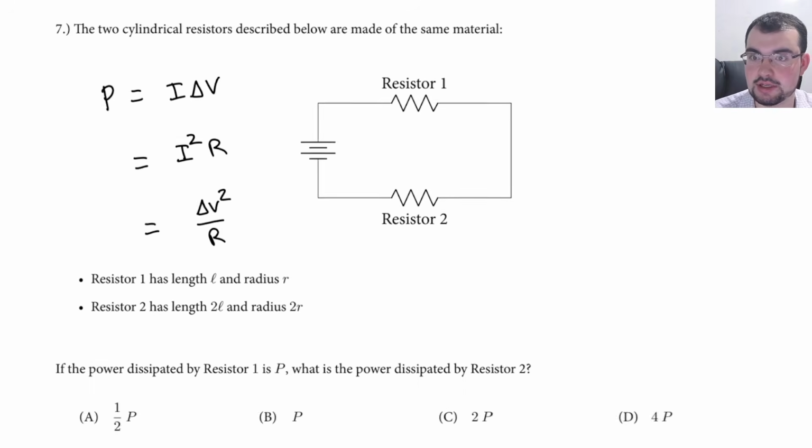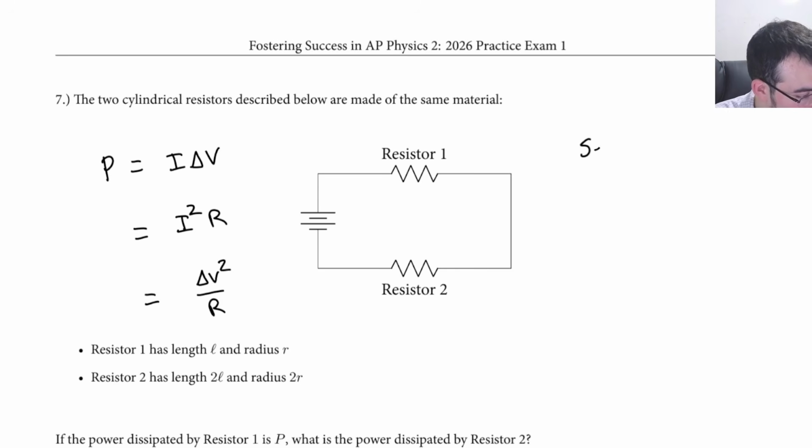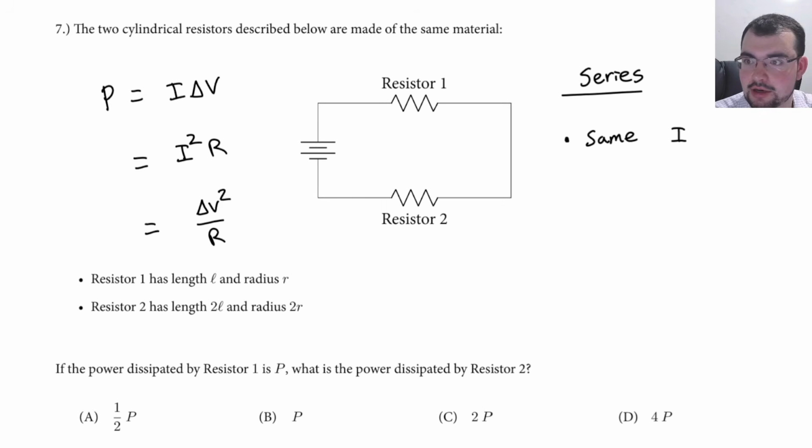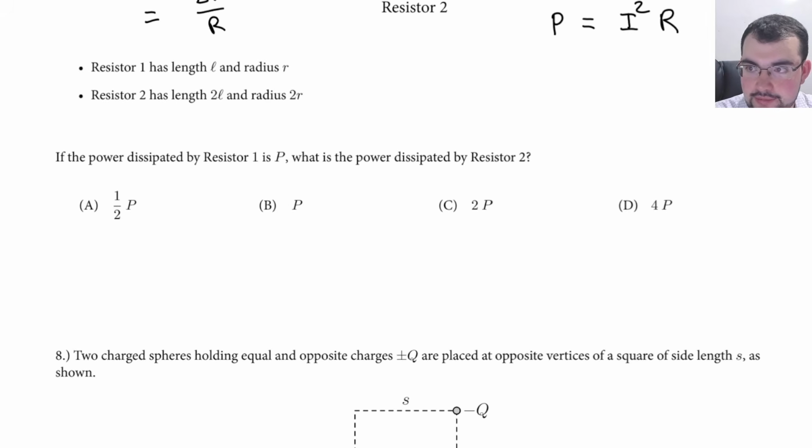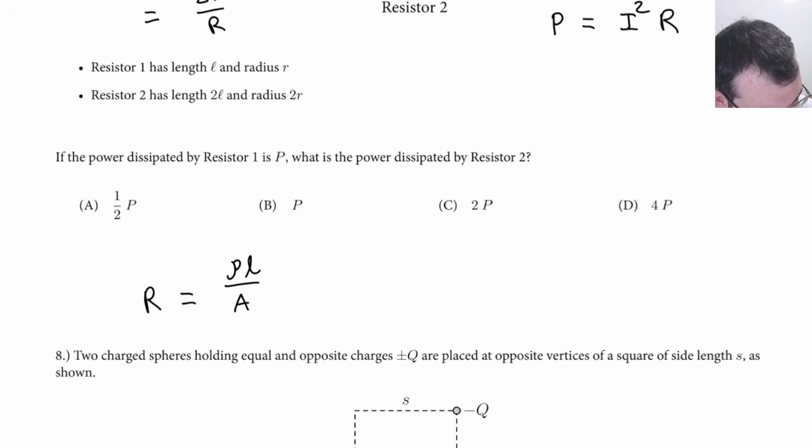Now, this is a series circuit. So since this is a series circuit, we know that we have the same current. So if we have the same current and we're comparing power, we should probably use I squared R, because then we can just really be comparing the R's. So let's do that. Well, what's our formula for resistance? Well, resistance is equal to rho times L over A.